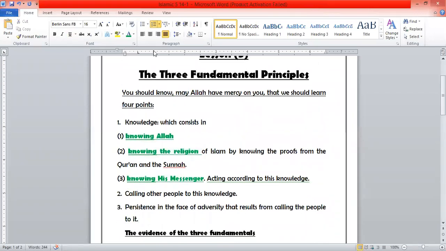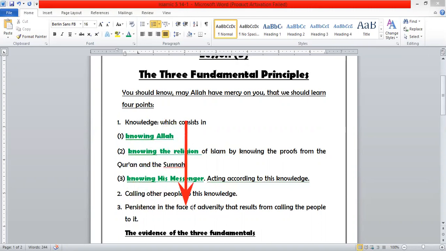The third thing is calling other people to this knowledge. It means doing the preaching of Islam, the dawa. So we are discussing the three fundamentals. The first fundamental is knowledge. The second one is calling other people to this knowledge. Which knowledge? The knowledge of three things, and calling other people towards it.